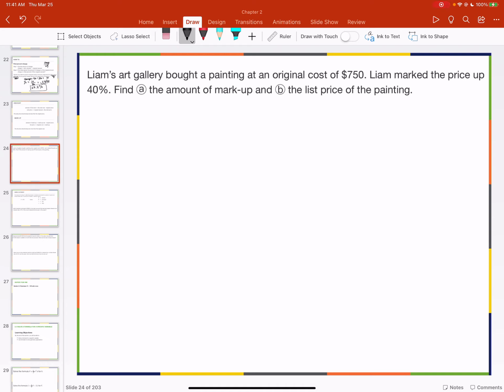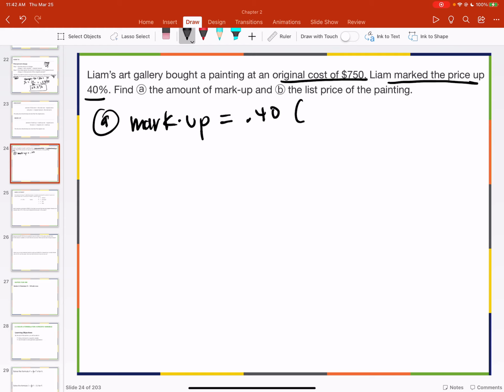We have Liam's art gallery bought a painting at an original cost of $750. So original cost is $750. He marked the price up 40%. So A, let's find the amount of markup. So what is the markup? 40% of, remember we use it as a decimal, 750. So 40% of 750 is 300. That's a lot, actually.